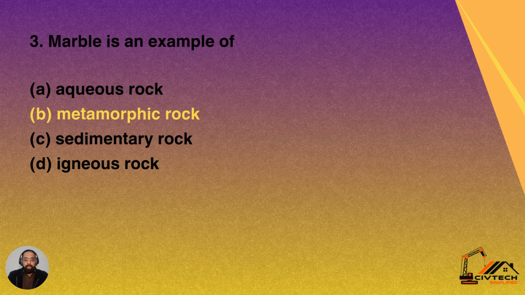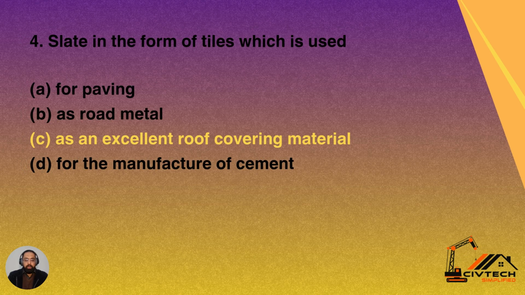Question 3. Marble is an example of option A. Aqueous rock. Option B. Metamorphic rock. Option C. Sedimentary rock. Option D. Igneous rock. So we know that marble is a metamorphic rock. So B is the correct answer for this question.